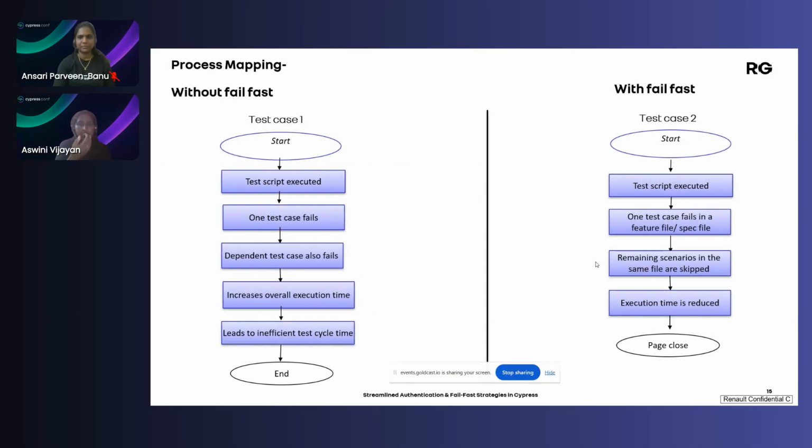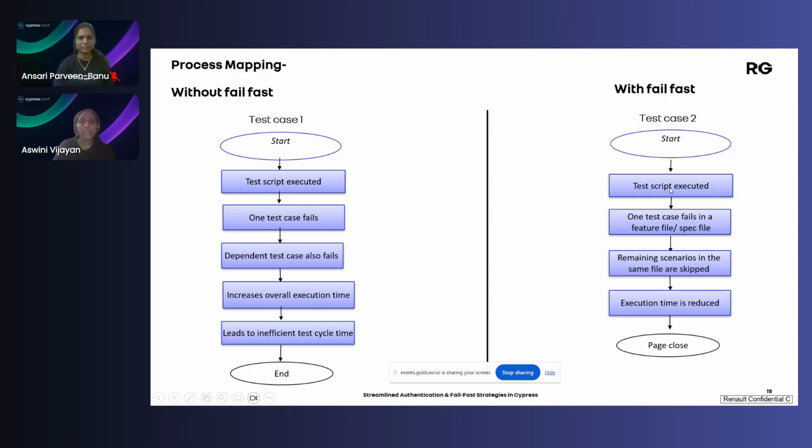So moving on to process mapping, before implementing fail fast, if our feature file contains many dependent scenarios and one dependent scenario fails, running the remaining scenarios may be pointless because they are definitely going to fail. Overall, this increases the execution time and we need to go through lengthy log files to locate the real issues.